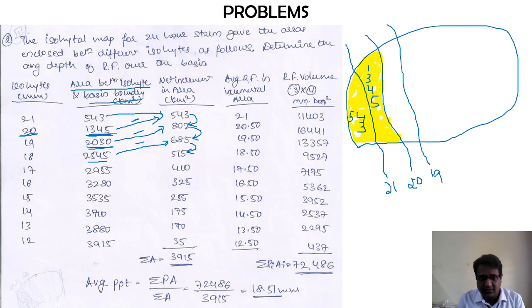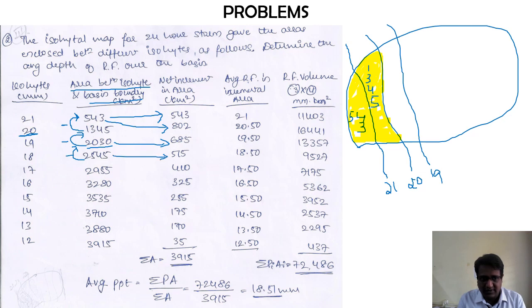sorry, no, you cannot do this. It will basically be the previous cumulative values that we subtract. Sorry for that. Here, 543 comes directly. Now 1345 minus 543 will come as 802 over here. Similarly, 2030 minus 1345 will come over here. Similarly, 2545 minus 2030 will come as 515.